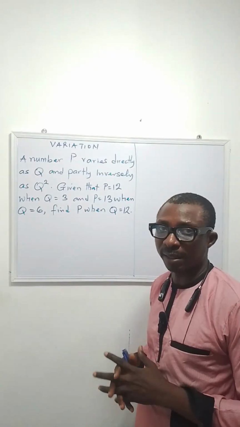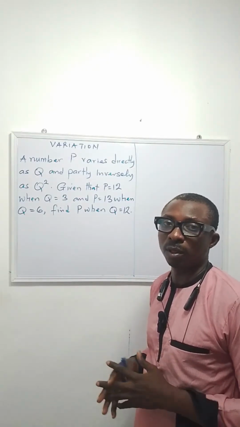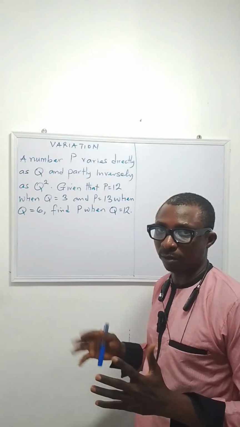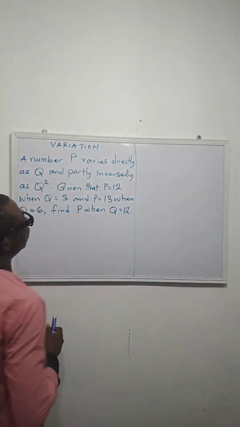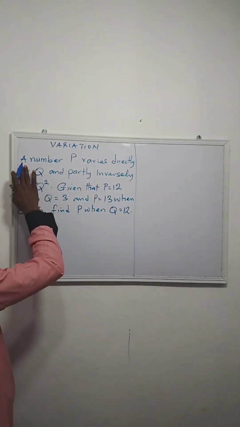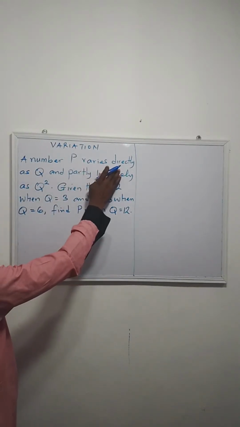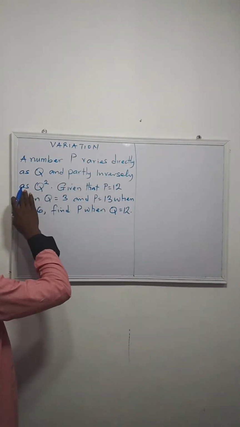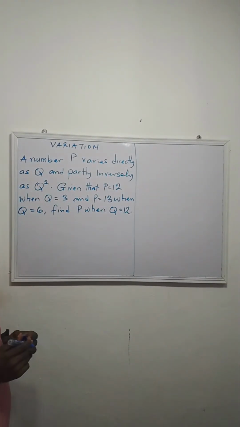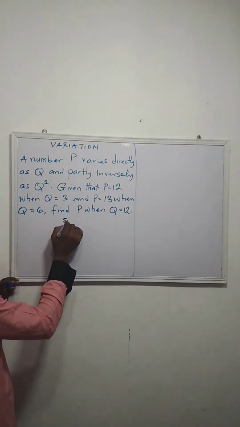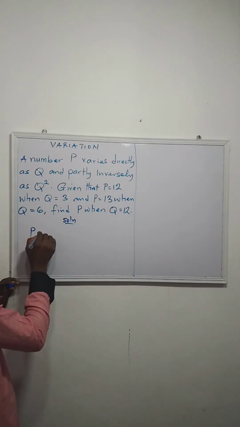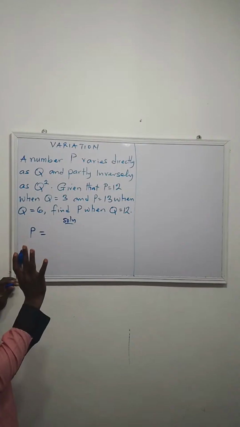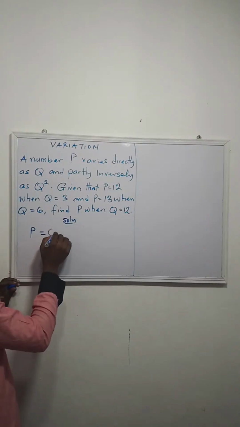So at the back of my mind, I know I'm going to have two equations to solve simultaneously. Okay, so now let us interpret the question. The number P varies directly as Q and partly inversely as Q squared. Now look at this. P varies directly as Q, not as a constant, don't forget, as Q.